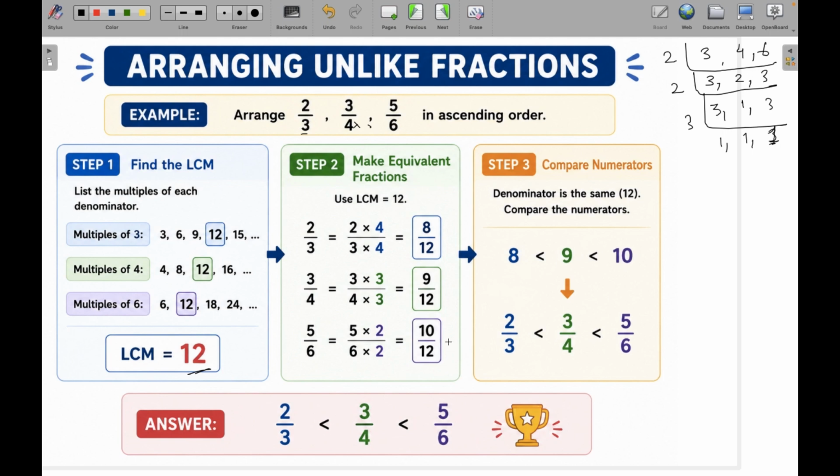Now once we have converted them to like fractions, it is very easy to compare. We just compare the numerators. The numerator which is the largest is the largest fraction. The numerator which is the smallest is the smallest fraction. So since 10 is the largest, then comes 9, then comes 8. So this represented 10, this represented 9, and this represented 8. So we have the same order, 5 by 6, 3 by 4 and 2 by 3. So this is how we arrange fractions.